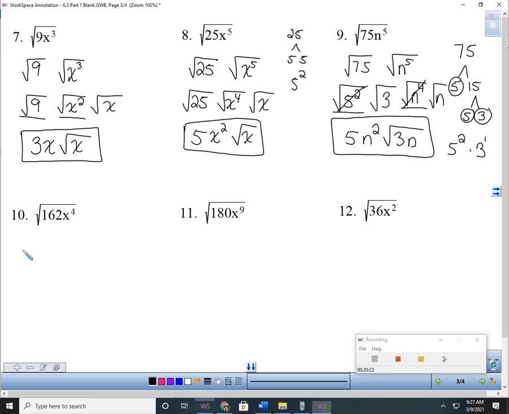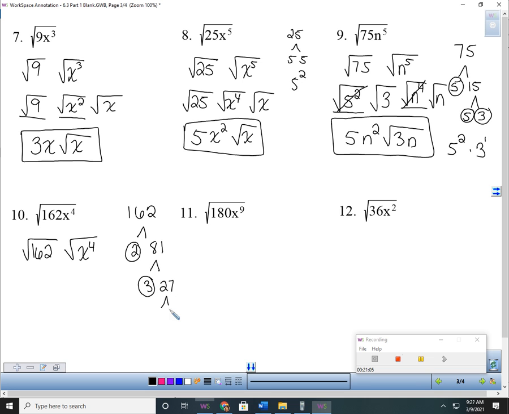All right, so let's split this up into 162 and x to the fourth. So we need to do a factor tree for the 162. So 162 will divide by 2. It's 2 and 81. 81 will not divide by 2, but it will divide by 3. So 3 and 27.